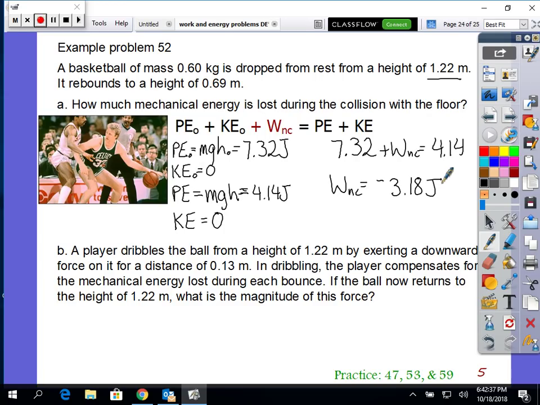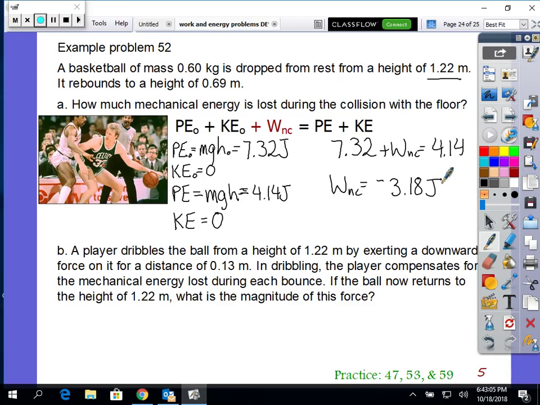Now, a player dribbles the ball from a height of 1.22 meters by exerting a downward force on it for a distance of 0.13 meters. You're probably familiar with this process. In dribbling, the player compensates for the mechanical energy lost during each bounce. If the ball now returns to the height of 1.22 meters, what is the magnitude of this force?